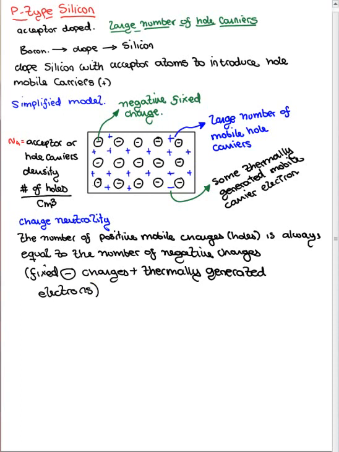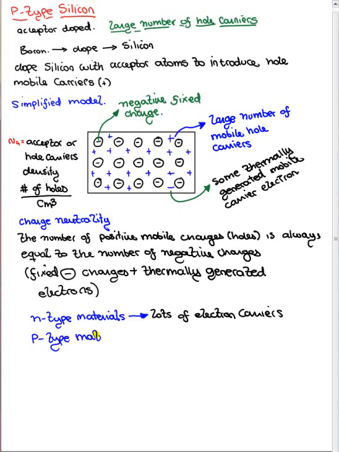So in conclusion, N-type materials have lots of electron carriers, and P-type materials have lots of hole carriers.